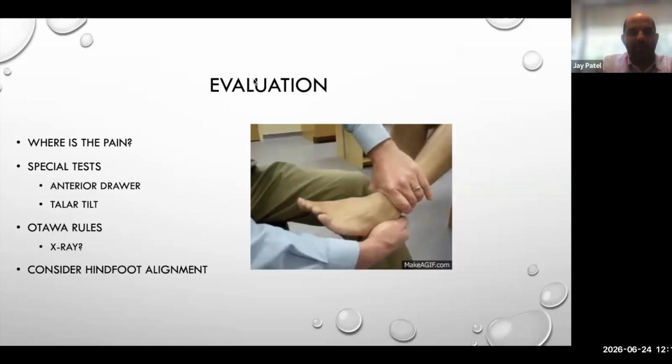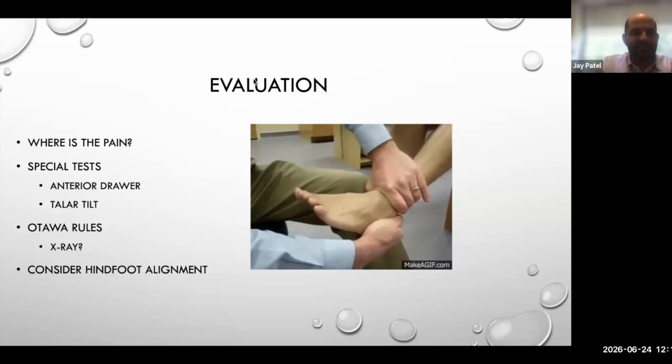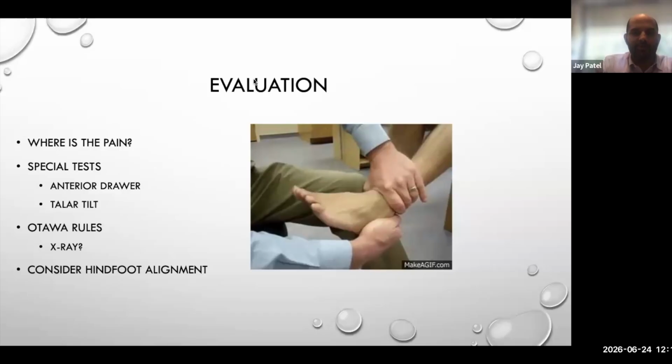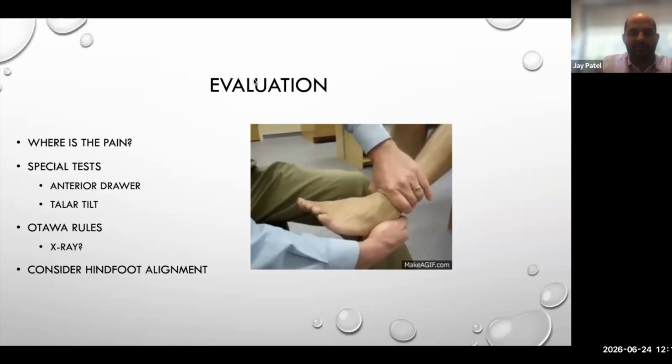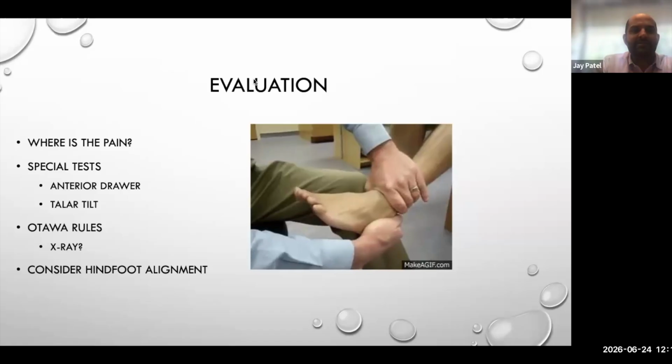You can do the anterior drawer test a little bit more in neutral or dorsiflexed position, which would be more indicative of CFL injury. For the talus tilt, you hold the ankle in neutral position and invert the heel. This is done at about 10 degrees of dorsiflexion or neutral to isolate the calcaneofibular ligament.